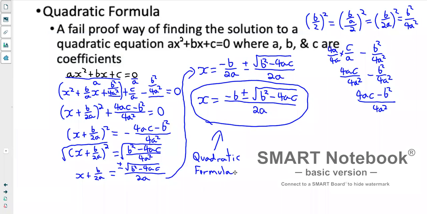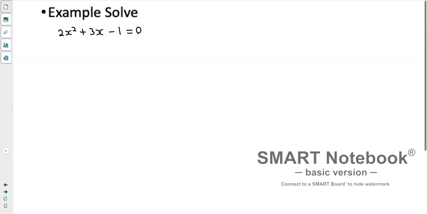We will now use it to help us solve some quadratic functions. Okay, so for example, solve 2x squared plus 3x minus 1. So this does take the form of ax squared plus bx plus c. So we just take out our values of a, b, and c and put them into that formula. So we know our a is equal to 2, our b is equal to 3, and our c is negative 1.